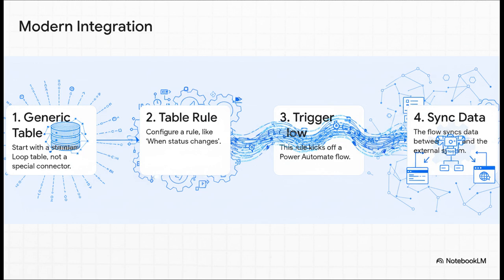The new modern way of doing this is way smarter and more flexible. You just use a standard Loop table. Then you set up a simple rule on that table, like when a new row is added. That rule then kicks off a Power Automate flow, and Power Automate becomes the bridge that does all the work of talking to Jira or Salesforce or whatever other system you need.